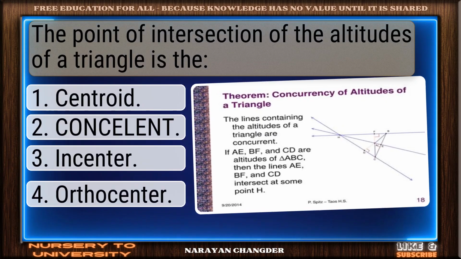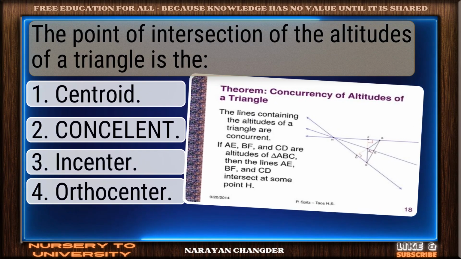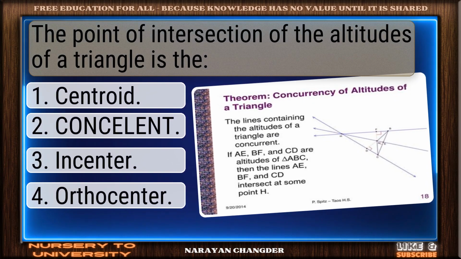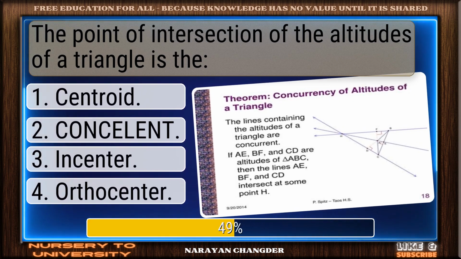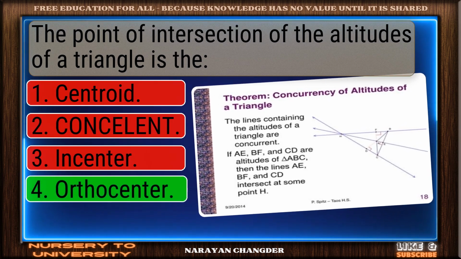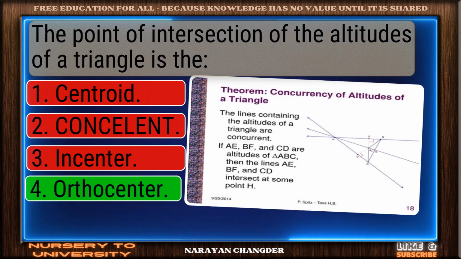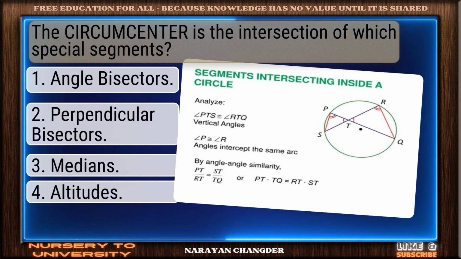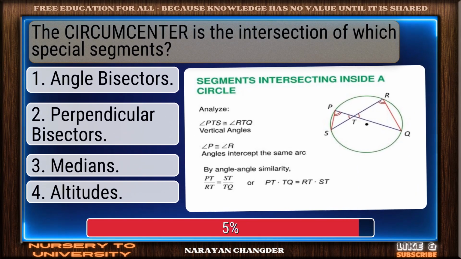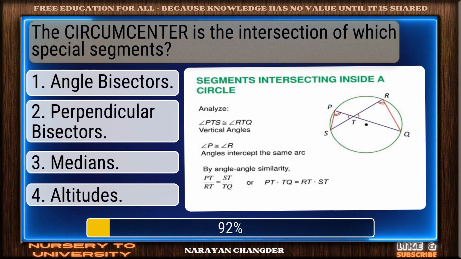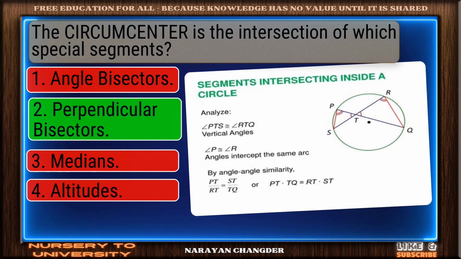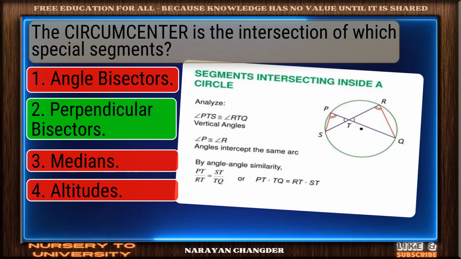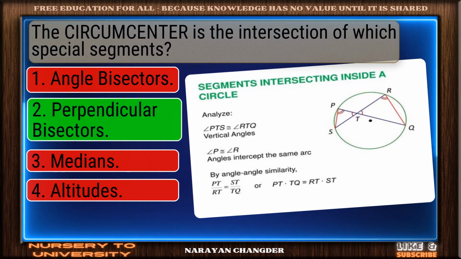Question number 40. The point of intersection of the altitudes of a triangle is the... Excellent. Orthocenter is a brilliant choice. Question number 41. The circumcenter is the intersection of which special segments? Excellent choice. Perpendicular bisectors is the right answer.